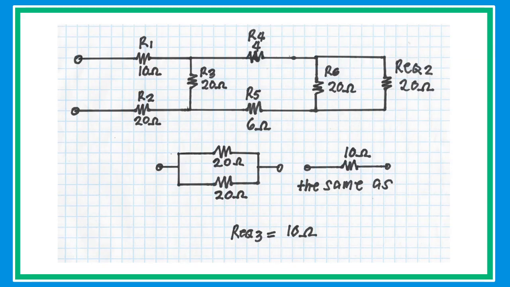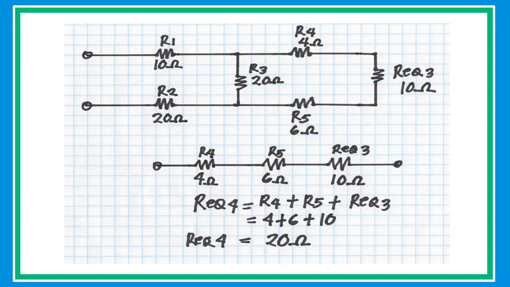In this new redrawn circuit, R6, 20 ohms, and R equivalent, 20 ohms, are connected in parallel. Given that R6 and R equivalent have the same value, just get half of it to get the equivalent resistance of 10 ohms. After that, collapse the circuit and redraw again.